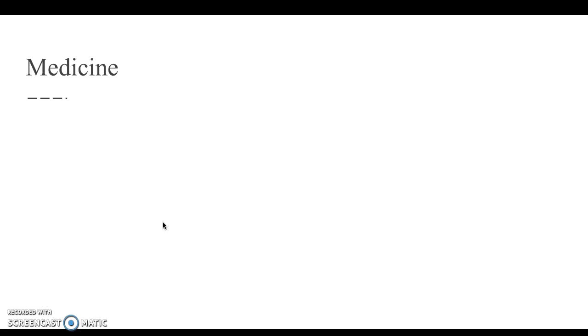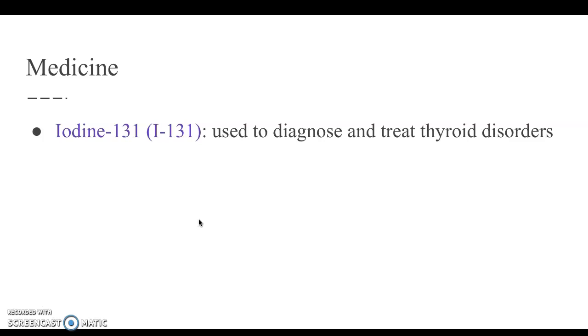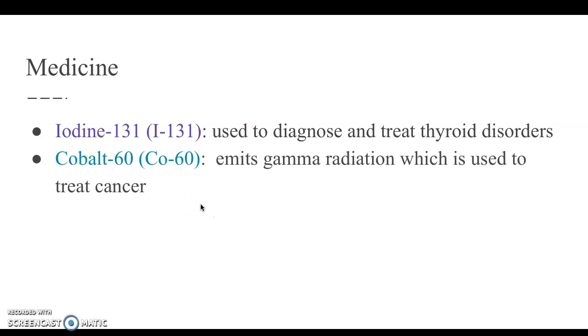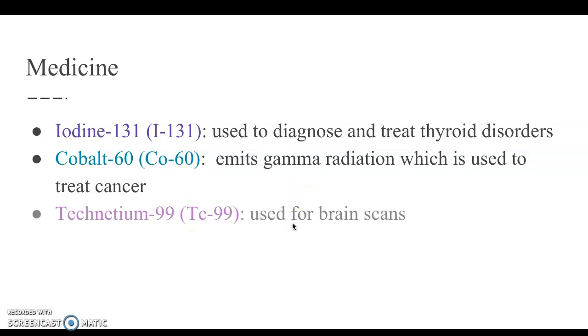So a few radioisotopes that you need to know for medicine are: Iodine-131. Iodine-131 is used to diagnose and treat thyroid disorders. Cobalt-60 is commonly used for cancer treatment. It emits gamma radiation, which is used to treat cancer. And then technetium-99 is used for brain scans and is a type of tracer used for that. So this helps in the diagnosis process.